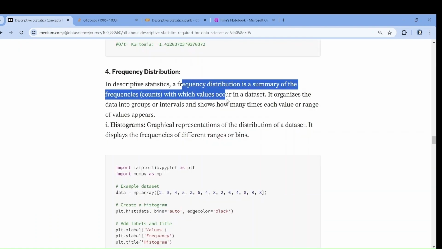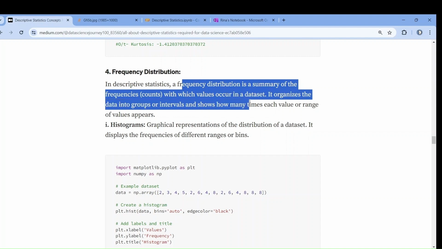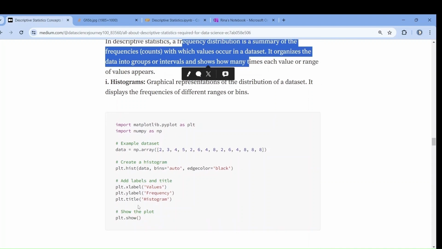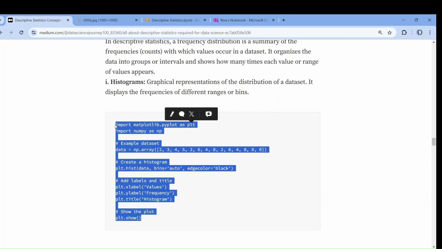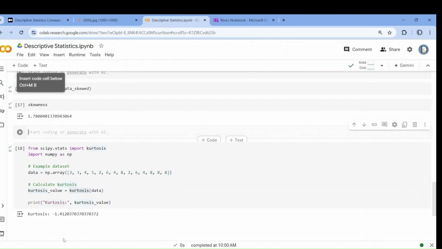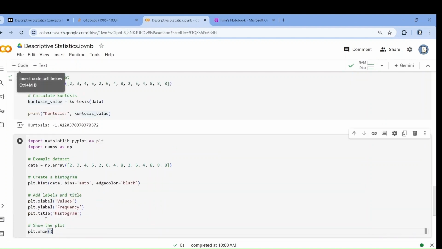Frequency distribution is a summary of frequencies with which values occur in the dataset. So it organizes the data into groups or intervals and shows how many times each value or the range appears. Histogram, we studied histogram while studying matplotlib and also in Seaborn. Just let me show it to you once. You need two libraries, matplotlib or Seaborn. You can plot using matplotlib. You can plot using Seaborn as well.